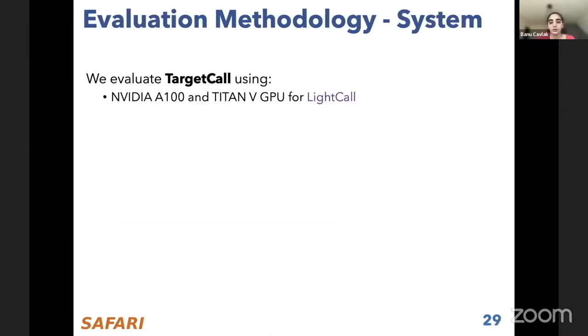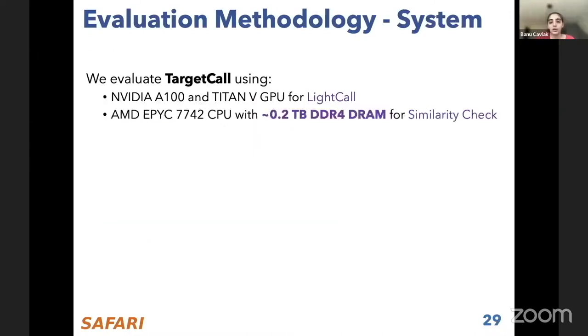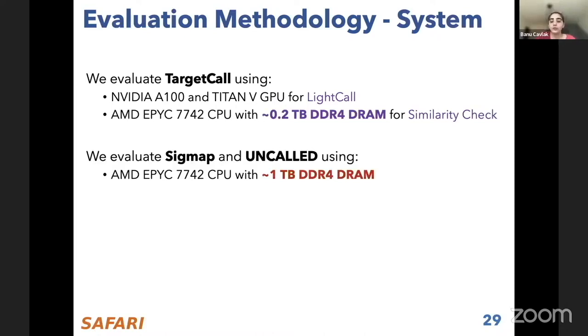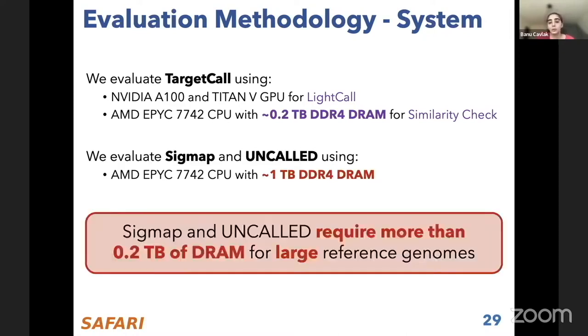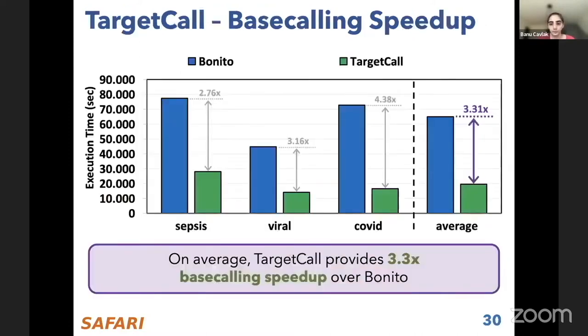We evaluated TargetCall using 2 GPUs, the NVIDIA A100 and the Titan V for LightCall, and an AMD system with 0.2 terabyte main memory for the similarity check component. But for evaluating SigMap and UNCALLED, we use a similar AMD system with 1 terabyte main memory, because SigMap and UNCALLED require more memory than we have in the first system for large reference genomes.